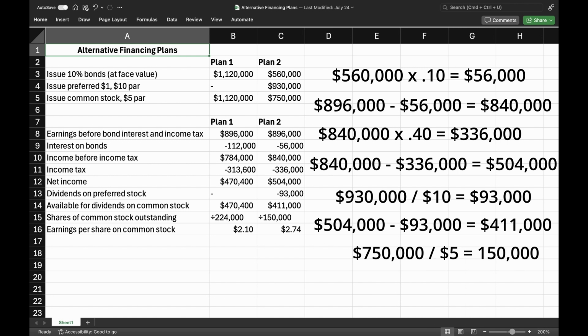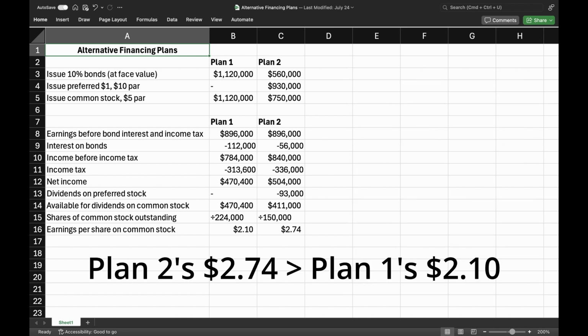Lastly, we need to find the earnings per share, which we do by dividing $411,000 by 150,000 shares, which comes out to $2.74 per share on common stock. From this, we can see that Plan 2 has a higher earnings per share than Plan 1 does, making it the more favorable plan. I hope this video explained everything you needed to know about alternative financing plans.